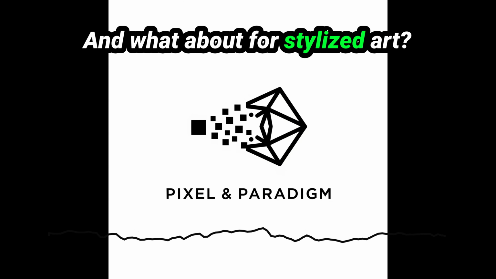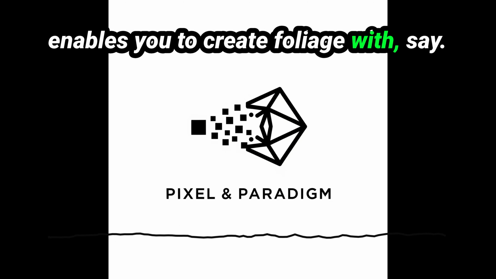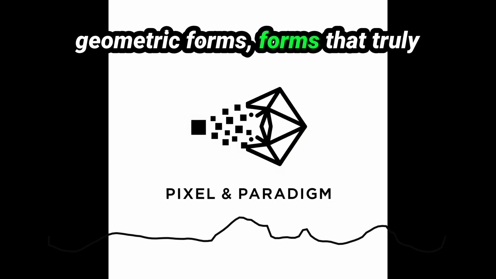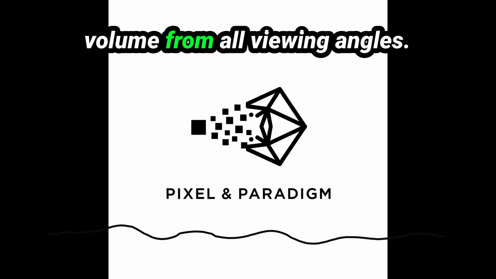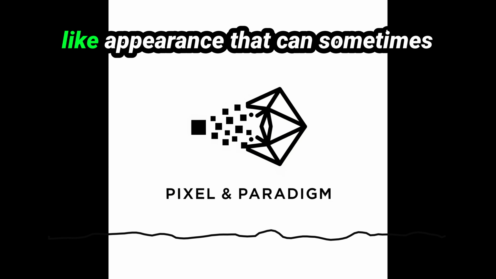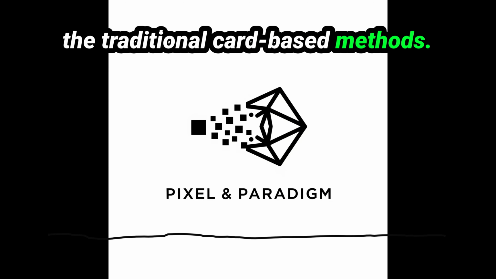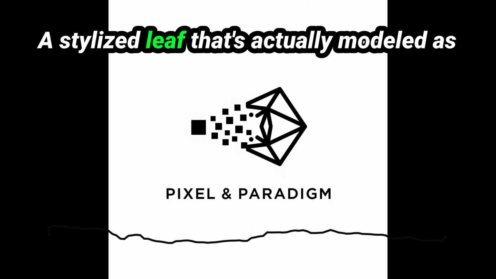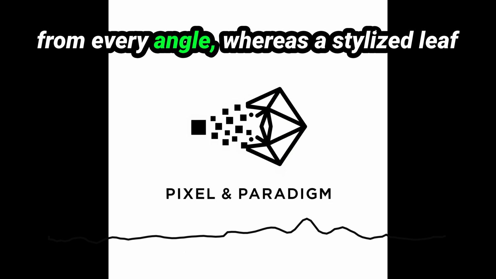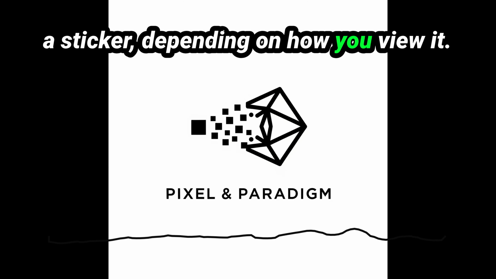And what about for stylized art? How does it help there? Well, for stylized directions, Nanite enables you to create foliage with, say, chunky, graphic, or really well-defined geometric forms that truly hold their intended shape and volume from all viewing angles. This directly avoids that flat or decal-like appearance that can sometimes affect stylized foliage built using the traditional card-based methods. That makes a lot of sense. A stylized leaf that's actually modeled as a solid, maybe beveled shape will look solid from every angle, whereas a stylized leaf painted on a flat card might just look like a sticker depending on how you view it.